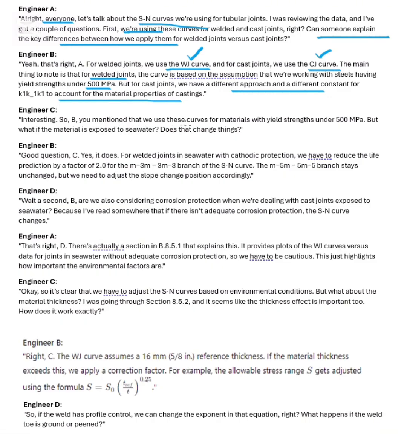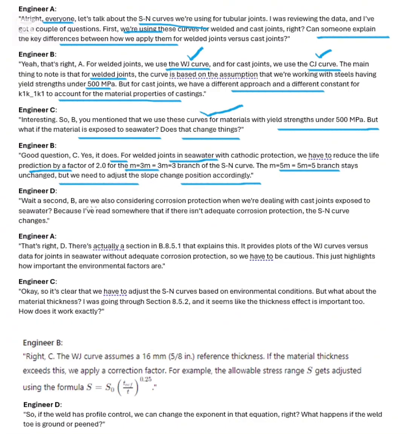Interesting. So you mentioned that we use the curves for materials with yield strengths under 500 MPa, but what if the material is exposed to seawater? Does that change things? Yes, if it is exposed to seawater, that's going to change. Yes, it does. For welded joints in seawater with cathodic protection, we have to reduce the life prediction by a factor of 2 for the M equal to 3 branch. The M equal to 5 branch stays unchanged, but we need to adjust the slope change position accordingly.